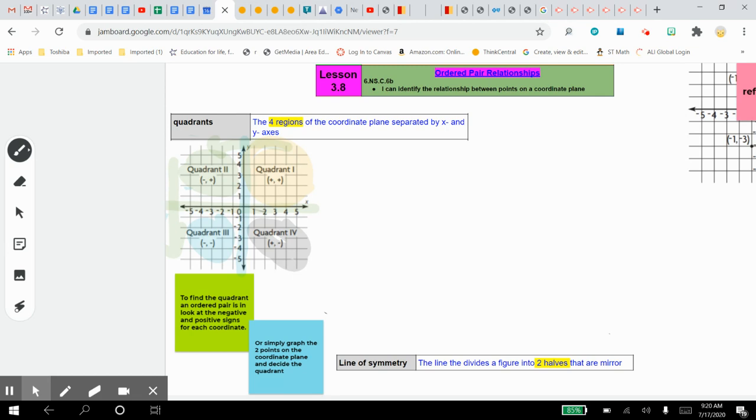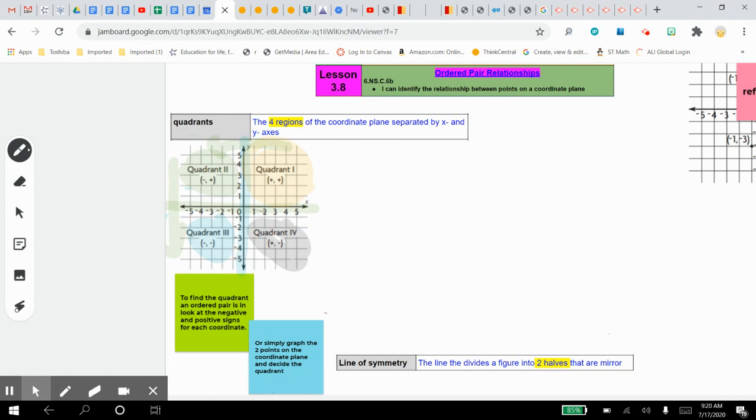All right. So now, as we're working and we have a coordinate pair, okay, there's two ways you can do this. First of all, in the green down here, it says to find the quadrant of an ordered pair, you can look at the negative and the positive signs for each coordinate, okay? So, that's the best way to do it. Let's take a look at the blue box real quick.